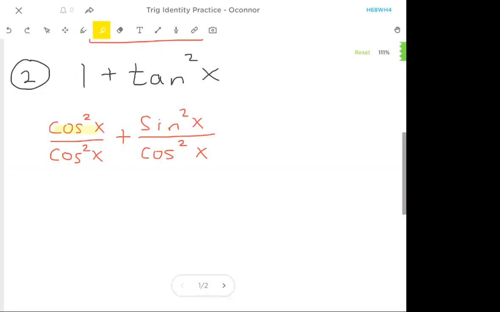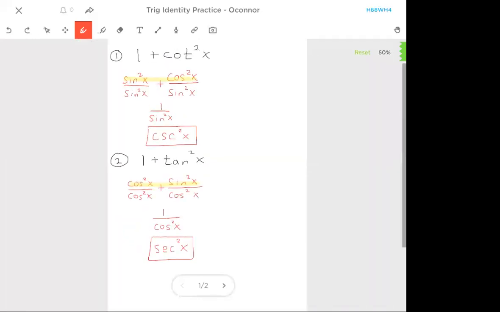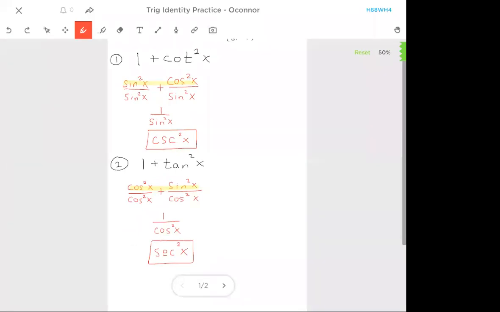So now, again, when I combine the numerators, I get cosine squared plus sine squared, which is 1. So I have 1 over my denominator of cosine squared. And 1 over cosine squared is the secant squared x. So any questions on the first slide?